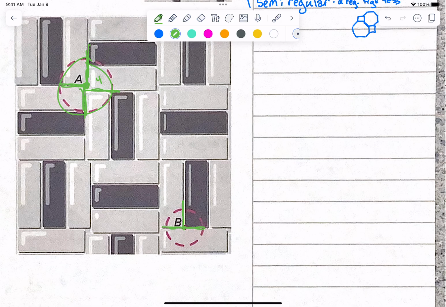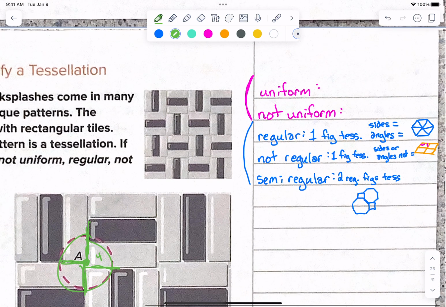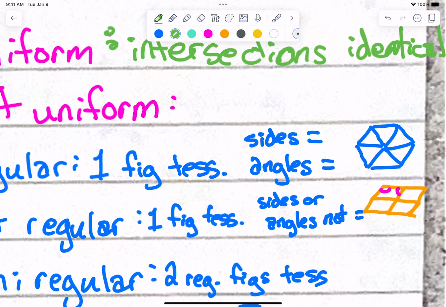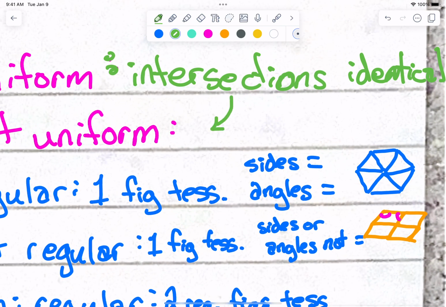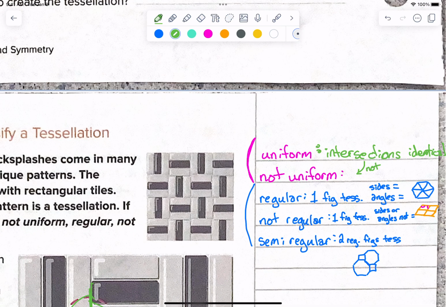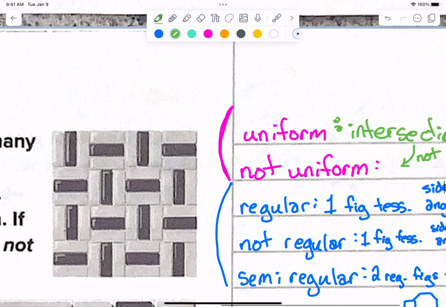The intersections have to all match and be identical in order for it to be uniform. So I'm going to say the intersections are identical. Okay, not uniform: the intersections are not identical. Is that hard to see? You can pick any places along here where 2 shapes are coming together, and if one of them is not matching the other one, then it's not uniform.